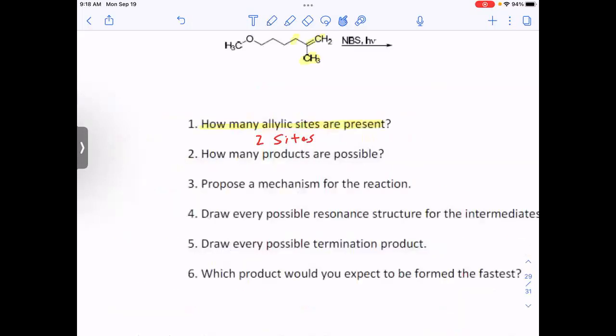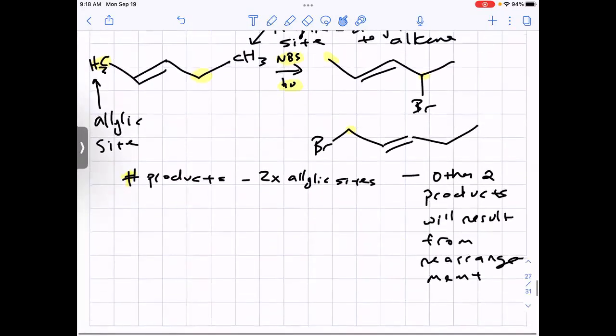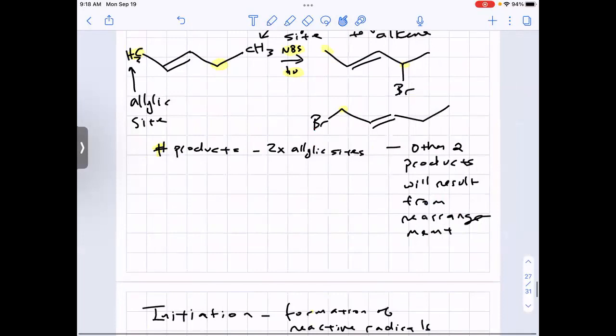Let me scroll back up. So anytime you're doing allylic bromination, if you have 1 allylic site, then the number of products is going to be 2 times that. So we have 2 allylic sites. That means we're going to have a potential for 4 products.